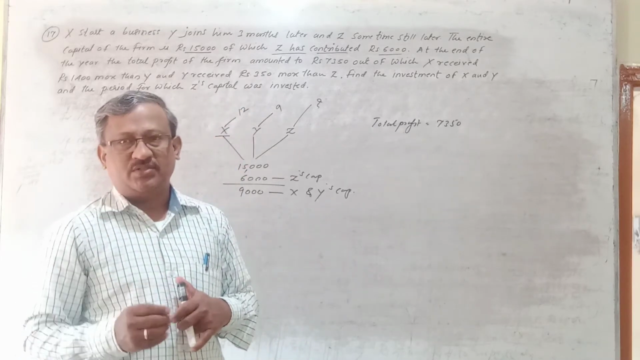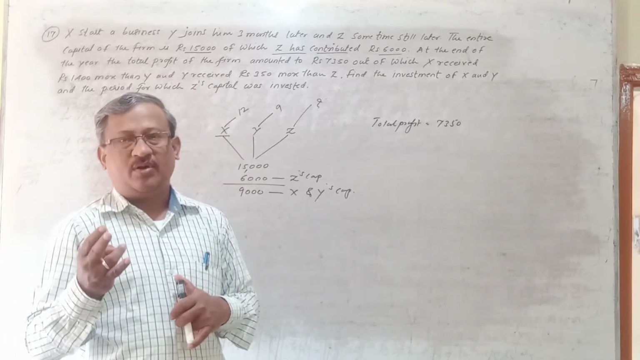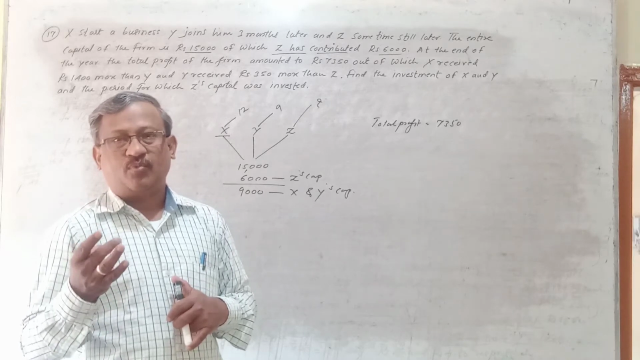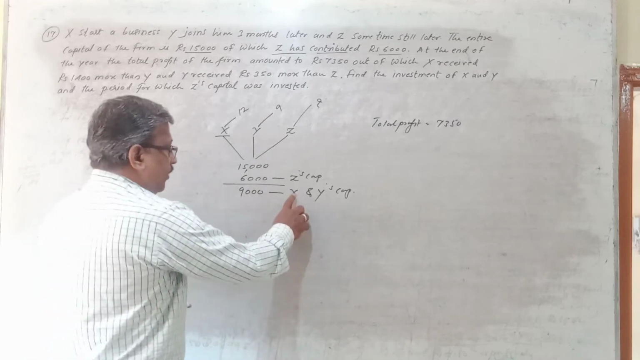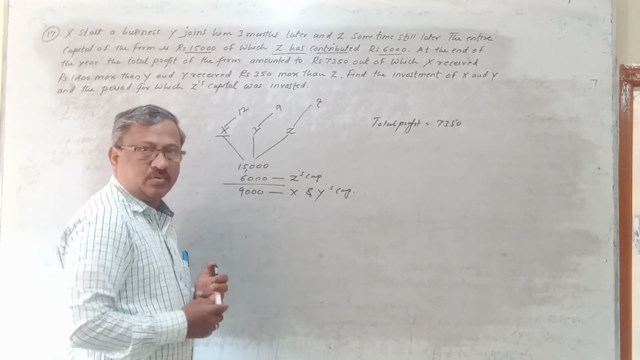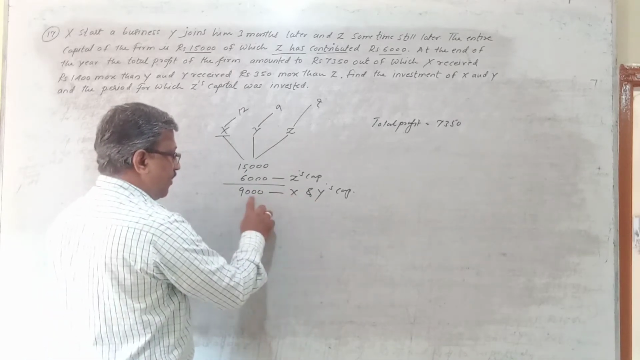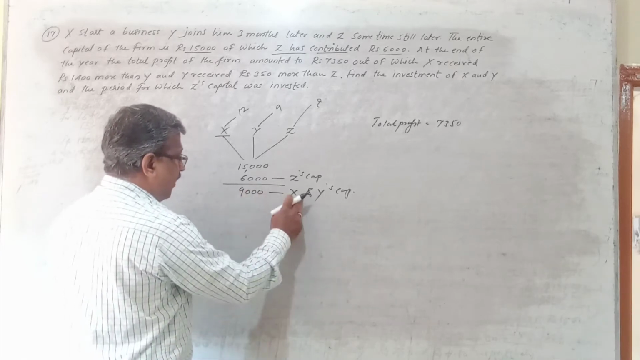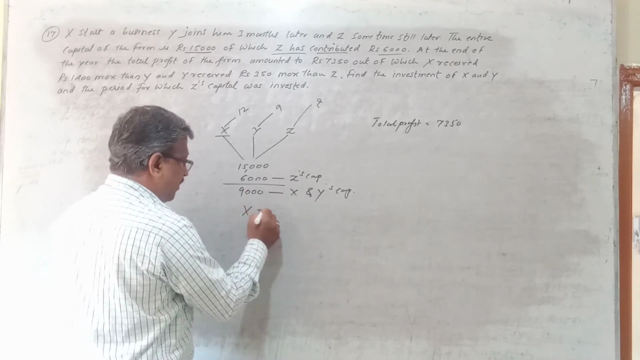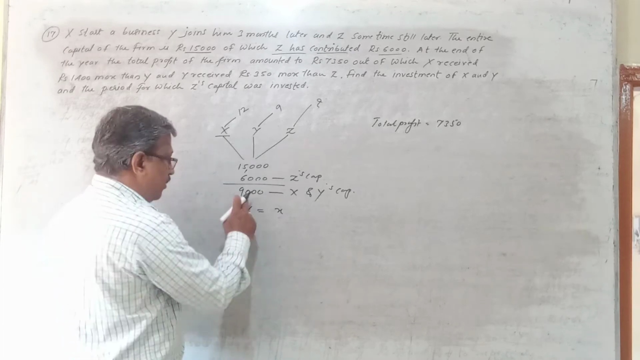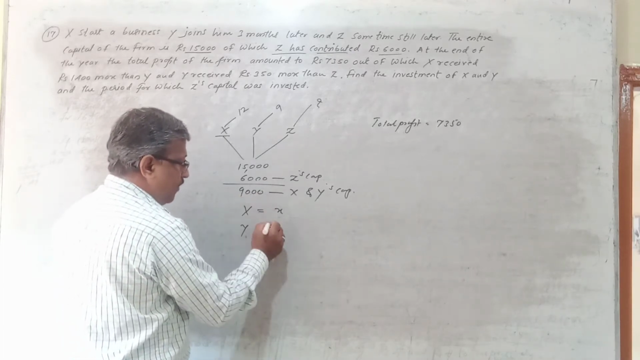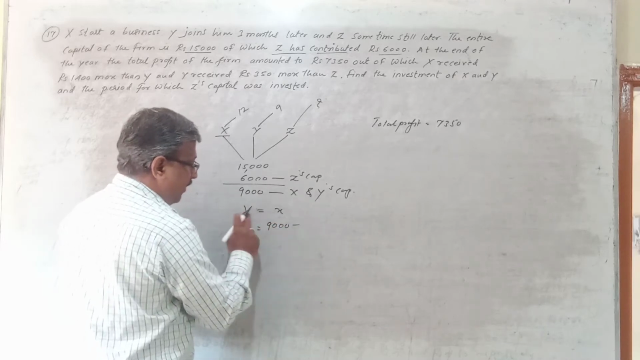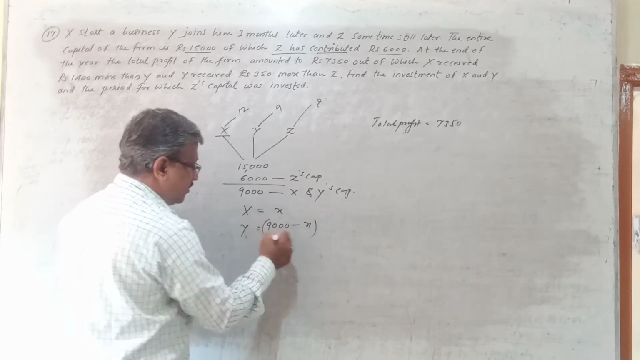We need four things. One is the capital of X, capital of Y, right? Then profit of X and profit of Y. So capital of X and Y is known, right? What is the capital of X and Y here? 9,000. So out of 9,000, if you assume X's capital as small x, then Y's capital will be the capital of X and Y, 9,000, minus the capital of X.